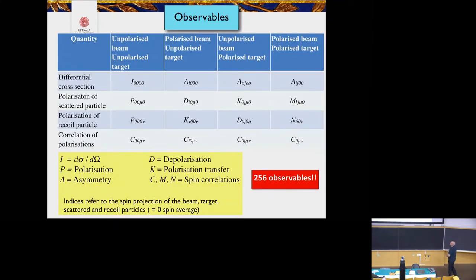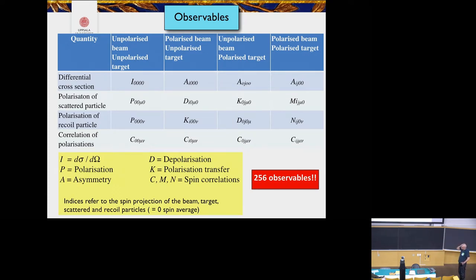But okay, now let me say a few words about observables. If you have two spin 1/2 particles in the initial state and two spin 1/2 particles in the final state and take polarization into account.